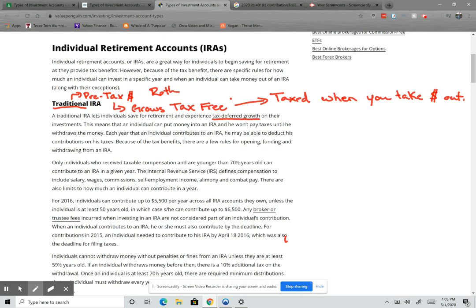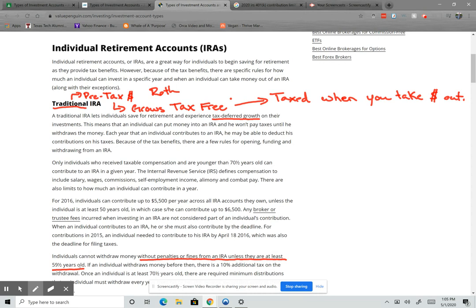But let's talk about when you should take it out and when you should not take it out. I'm going to jump down a little bit here, down to this last paragraph that we see. Individuals cannot withdraw money without penalties or fines from an IRA unless they are at least 59 and a half years old. I don't know why it's 59 and a half. That's just what the tax code says. When they created IRAs, they said 59 and a half.